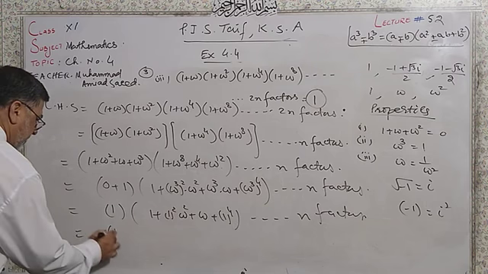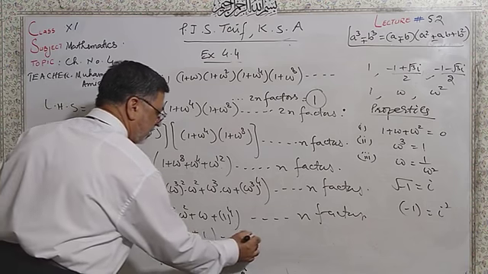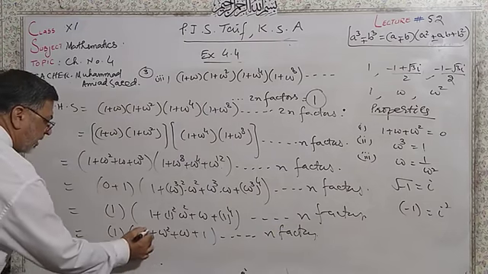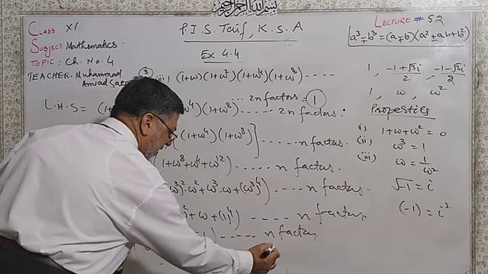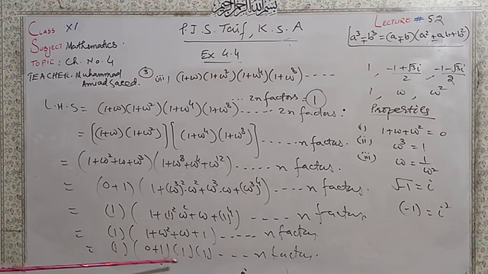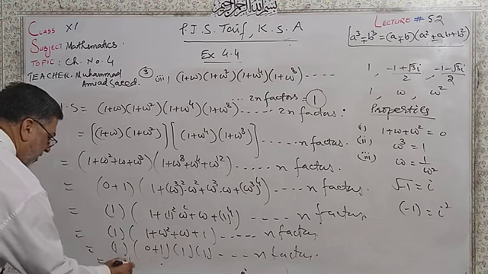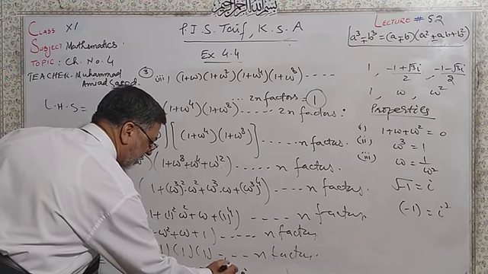Dear students, we are left with 1 into 1 plus omega square plus omega plus 1, n factors. Remember that 1 plus omega square plus omega is 0. So 1 into 1 into 1 up to n factors. In this way, we have n terms with 1 as their entity, so we have 1 into 1 into 1 and so on n times, n factors.